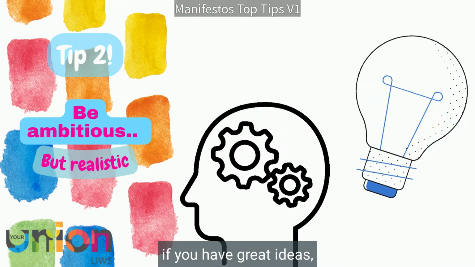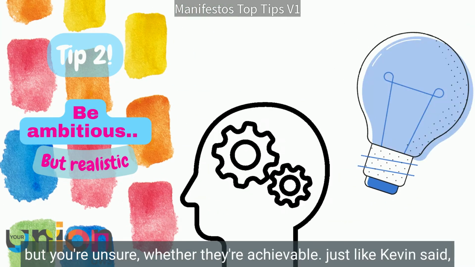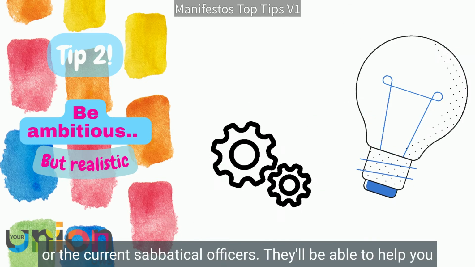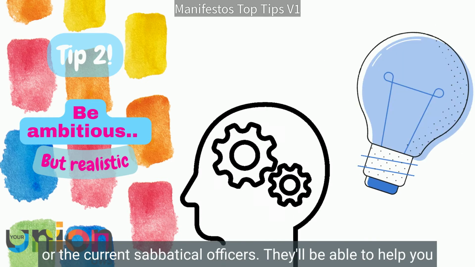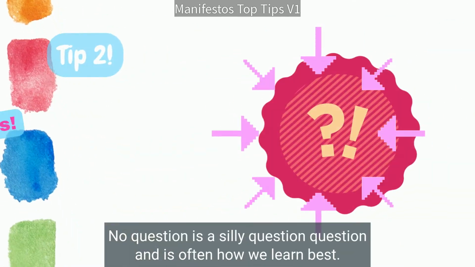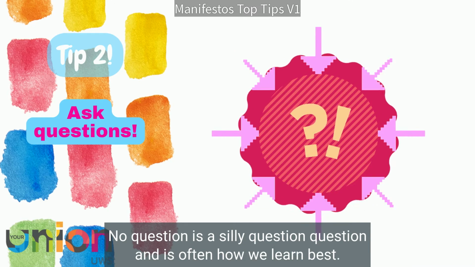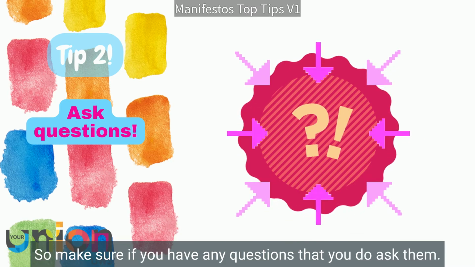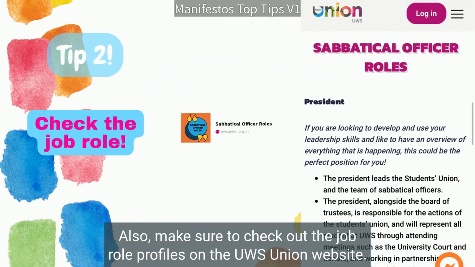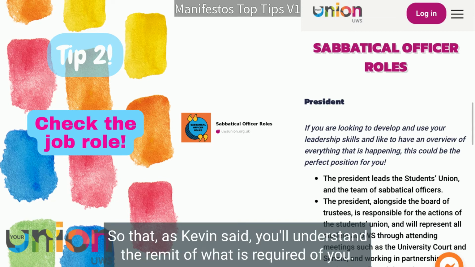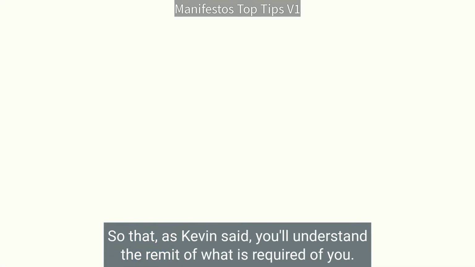If you have great ideas but you're unsure whether they're achievable or not, just like Kevin said, make sure to chat to the union staff or the current sabbatical officers. They'll be able to help you find ways to achieve things that you want to do. No question is a silly question. Questioning is often how we learn best, so make sure if you have any questions that you do ask them. Also make sure to check out the job role profiles on the UWS Union website so that, as Kevin said, you'll understand the remit of what is required of you.